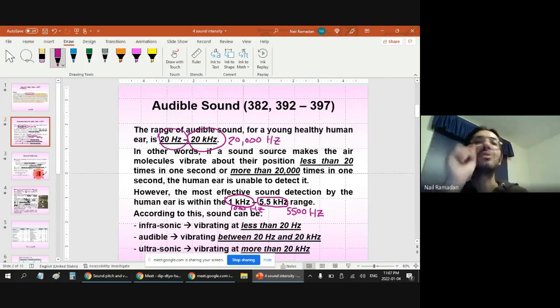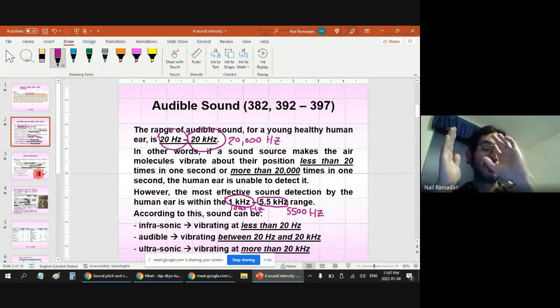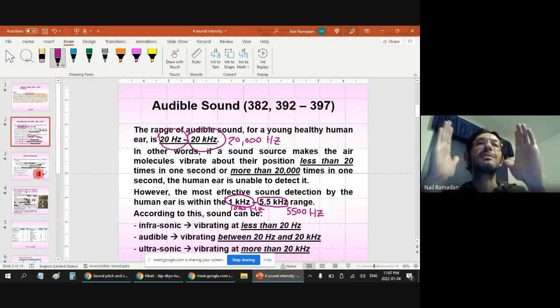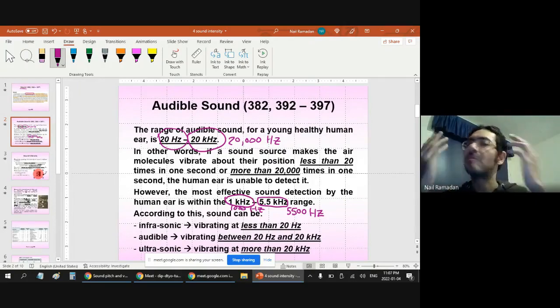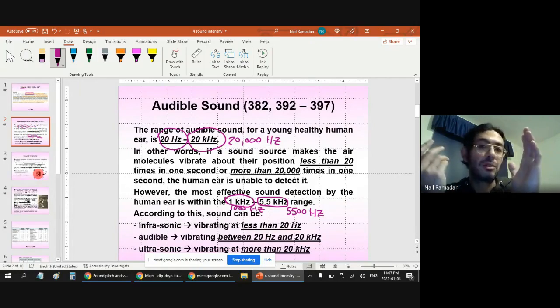However, you start claiming that you hear something when the sound reaches 1000 hertz up to 5500 hertz. This is the best detection range for most of what? For most human ears. Obviously, some human ears are more sensitive, so that means what? They can actually detect lower than 1000 hertz. Maybe they can detect 900 hertz or 800 hertz.